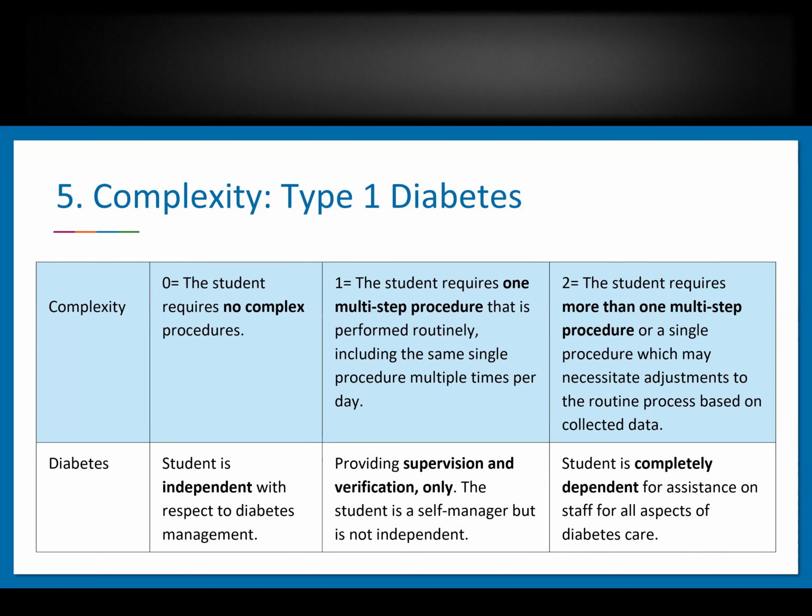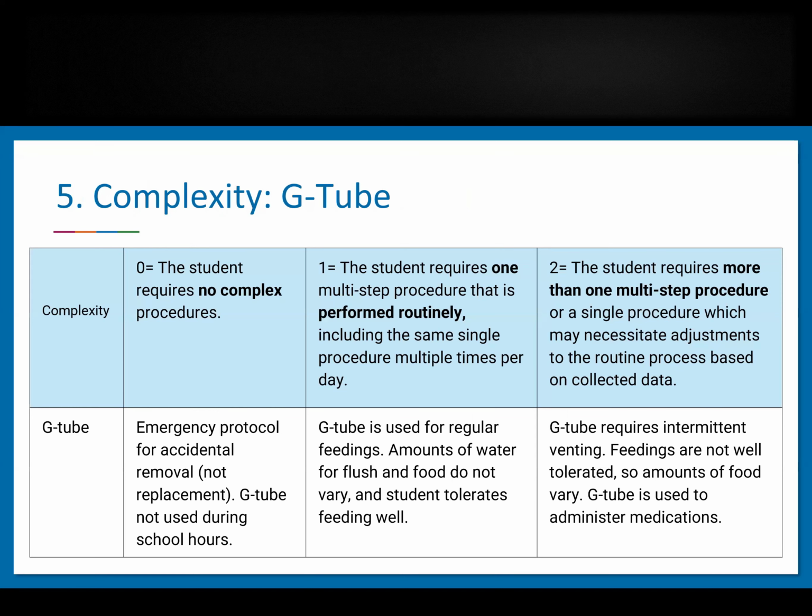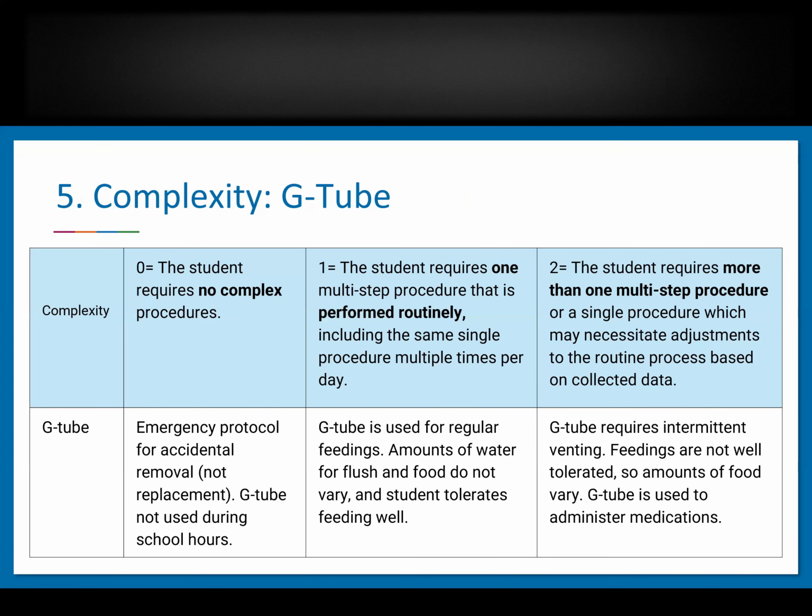Let's look at some examples of complexity for a student with a G-tube. If the nurse puts only an emergency protocol for an accidental removal, and that protocol does not include replacement of the G-tube, and the G-tube is not used during school hours, the score would be a 0. If the G-tube is used for regular feedings, where the amounts of water for flush and food do not vary, and the student tolerates the feeding well, the score would be a 1.